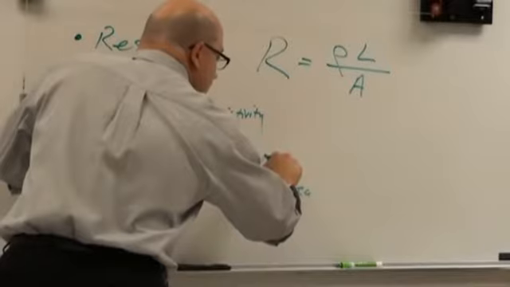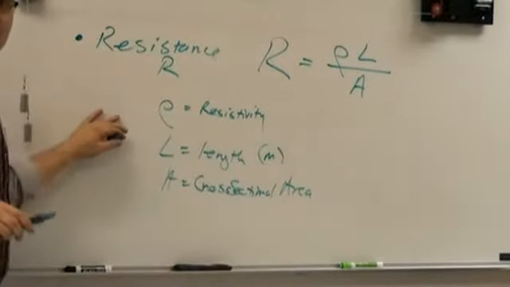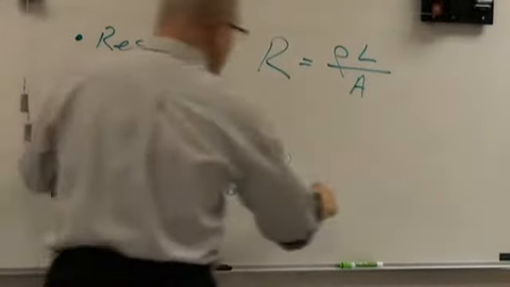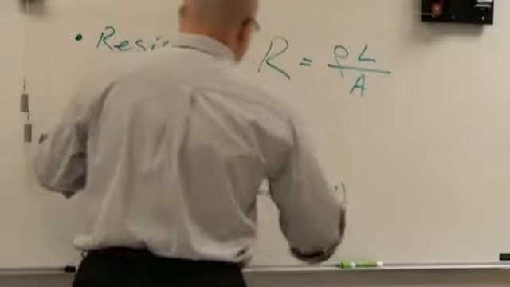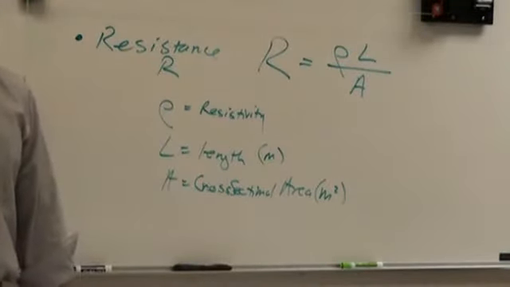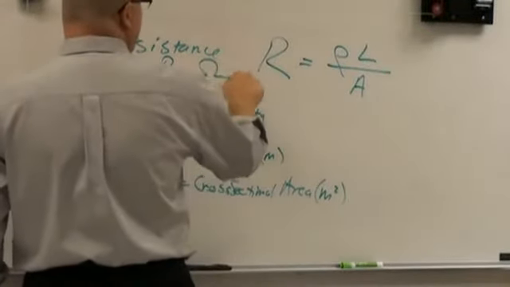Length is in units of meters. Cross-sectional area, that's this. Square. That's meters squared. Resistance has a new unit. It's units of ohms.